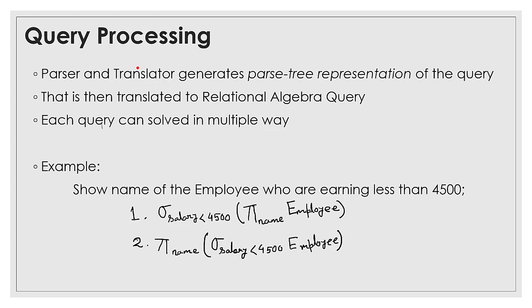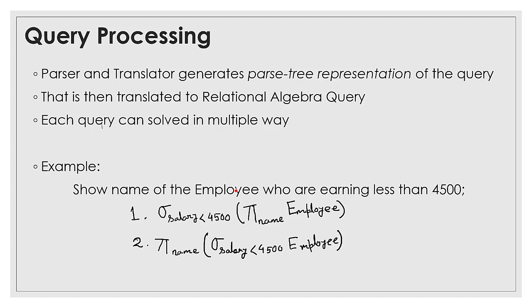In query processing, the parser and the translator generate a parse tree to represent the query. In the parser step, it will check for any syntactical error in the query. The translator will generate the equivalent relational algebra queries for the particular query. Each query can be solved in multiple ways. Why are we saying so? Let us take this example.